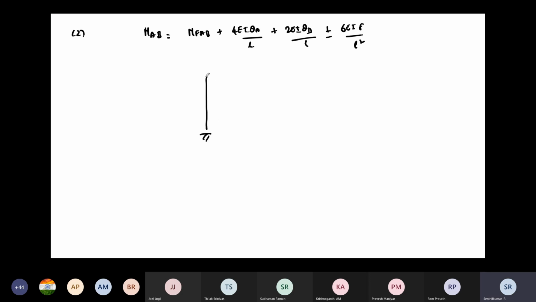Next, we write the slope deflection equations. So MAB equal to MFAB plus 4EI theta A by L plus 2EI theta B by L plus or minus 6EI delta by L square. The thing is, this is your frame.